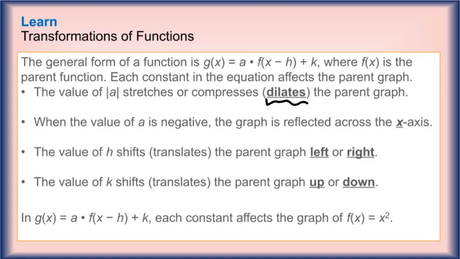The value of h shifts or translates the parent function left or right. The value of k shifts or translates the parent function up or down, all depending on the sign given. So in g of x equaling a times f of x minus h plus k, each constant affects the graph of f of x equaling x squared. Now, if this was x squared, I would have to put a square on the outside to show that this is a parent function of this function here.